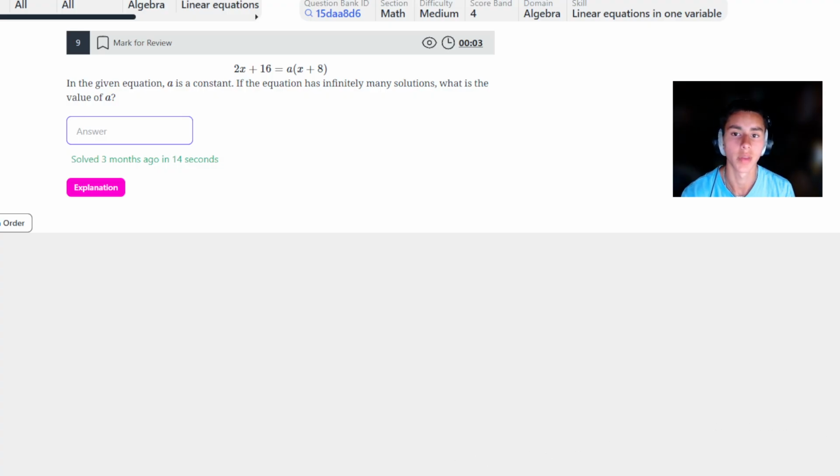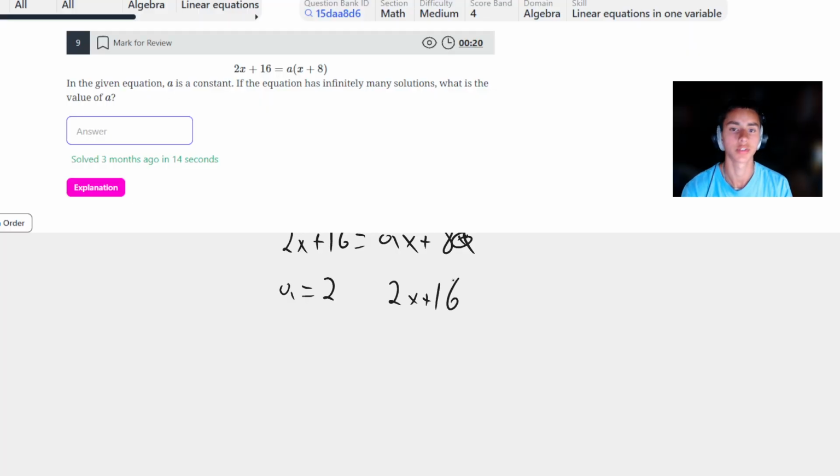Another infinitely many solutions equation. This is the same as all the time. It just has to be the same exact equation. So if 8x has to be 2x, a is 2. And if we plug in, we get 2x plus 16, which is the same thing on the left side. So a is 2.